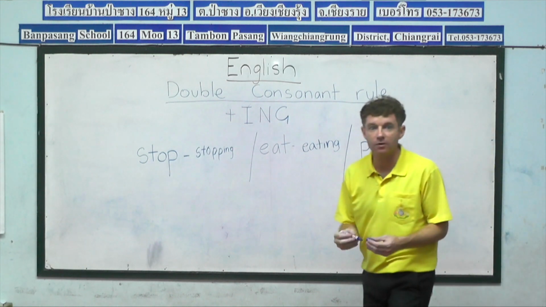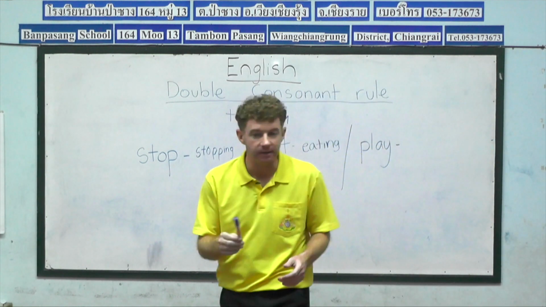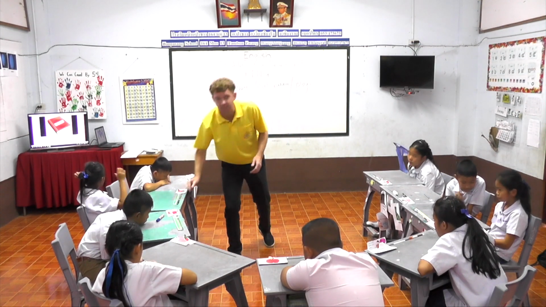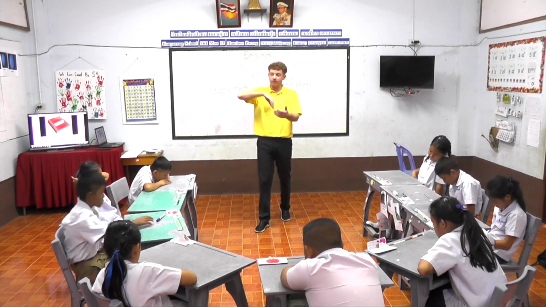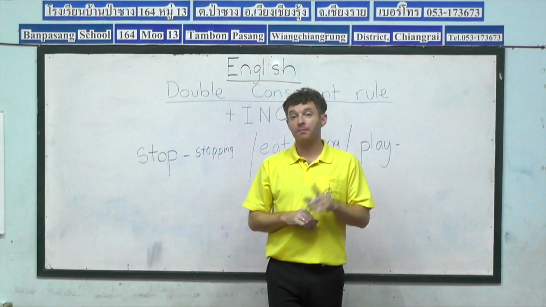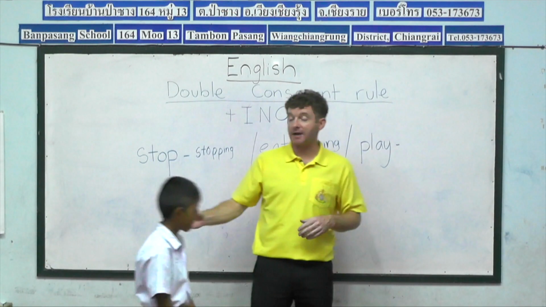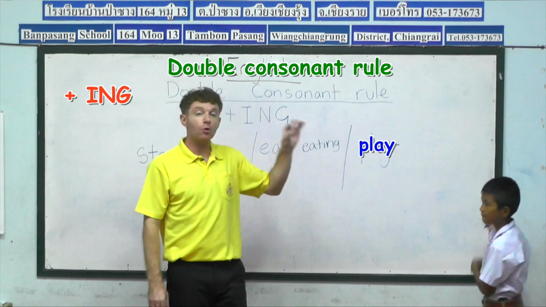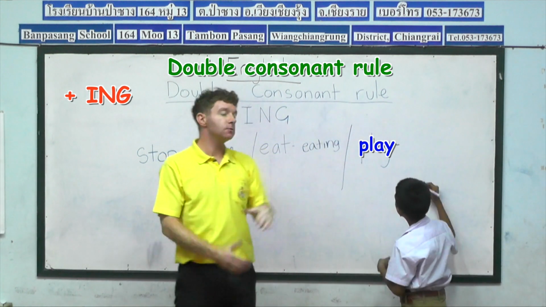So let's see who can demonstrate how to write correctly. I know Pat can come forward. Pat, come and join me at the front, guys. Pat will show how we can write it correctly. So we have our verb word play. How can we write play in the continuous tense?